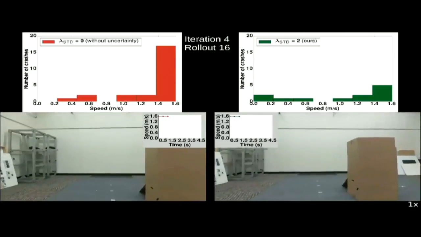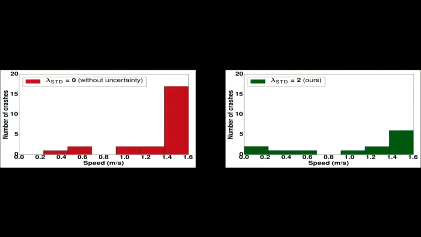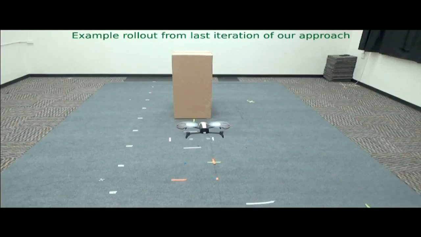Okay, and then the final policy. So here are the final plots, and the final policy learned by the quadcopter is able to successfully move around the obstacle.